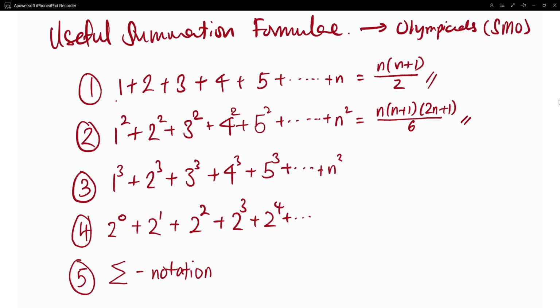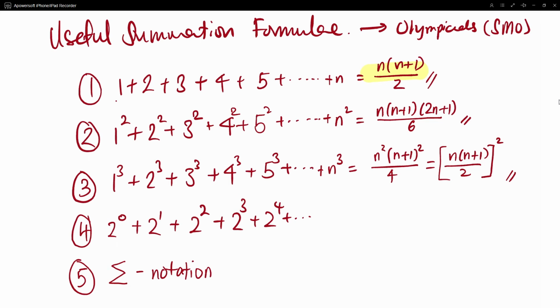This one is actually given by n squared times n plus 1 squared, the whole thing divided by 4, which you'll notice is actually the first formula, but just squared. So if you want, you can also write it in this manner as well.